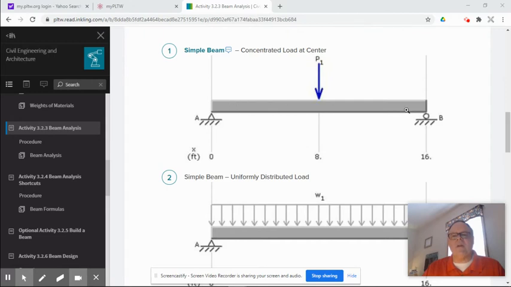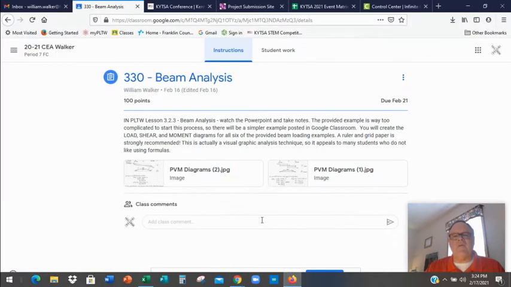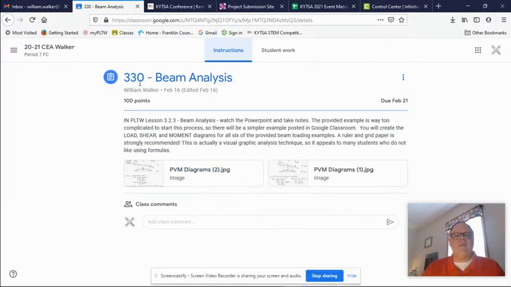One is a simple beam with a concentrated load in the middle. This would be like one heavy object sitting in the middle of the beam, and then a distributed load, sort of like a roof load or a floor load, that would be in pounds per square foot. In this case, it's pounds per linear foot, so it's 100 pounds per linear foot in this direction. So we're going to go here and look at the example that I posted for you under your 330 beam analysis assignment.